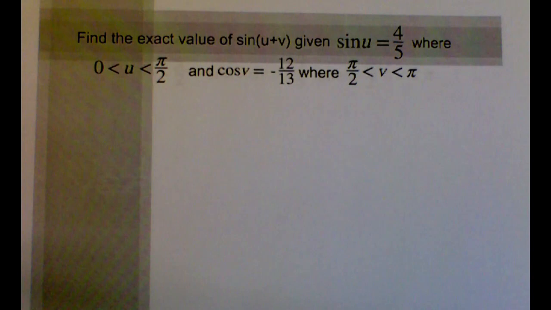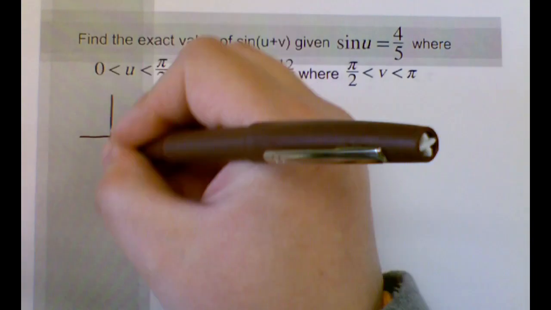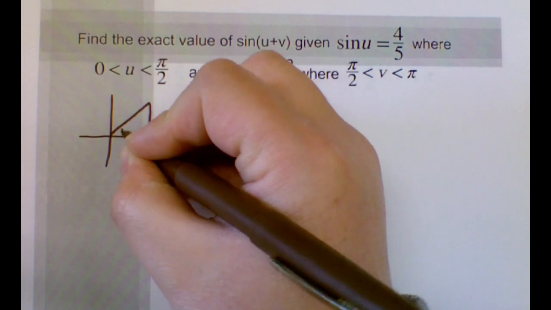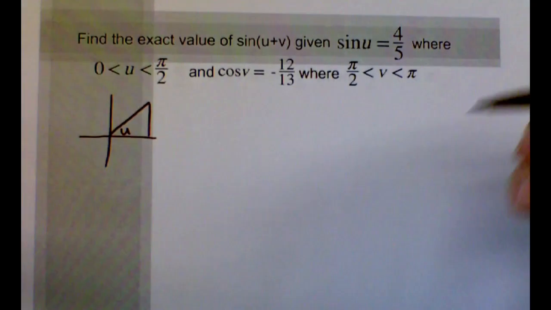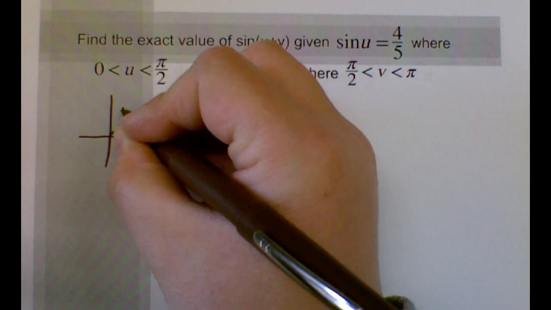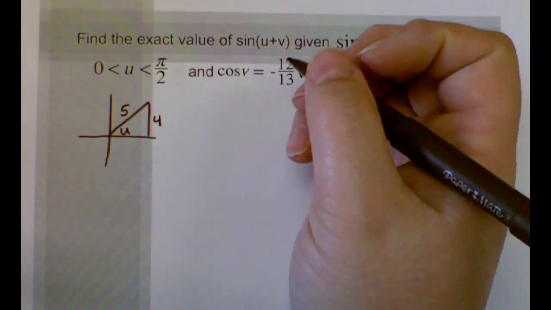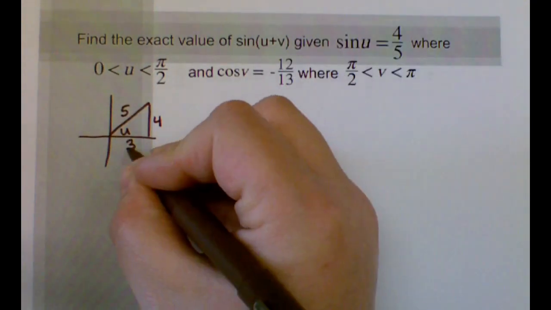So I'm going to draw myself a little picture first. U is between 0 and pi over 2, which means U is in this first quadrant. I know that the sine of U is 4/5, so opposite over hypotenuse. A little light Pythagorean theorem would reveal that the other side is 3.